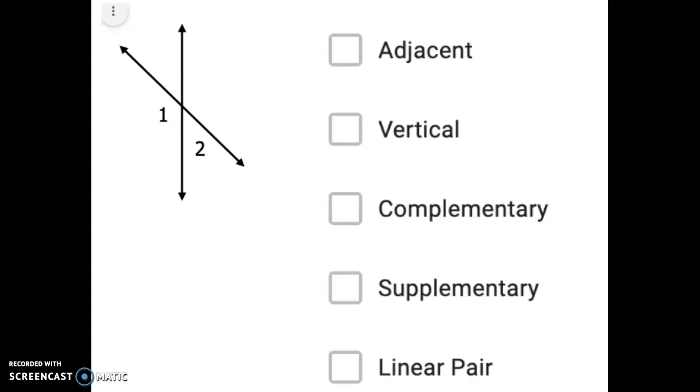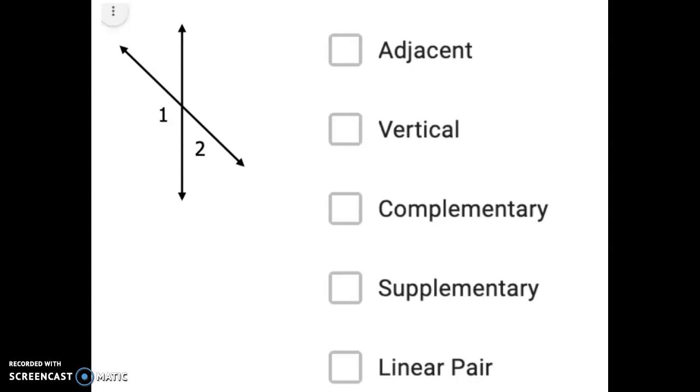Okay, today we are going to talk about identifying angle relationships and solving for missing angles. So here you see a figure and we have angle 1 and angle 2 marked. Then we need to select all of the relationships that apply.